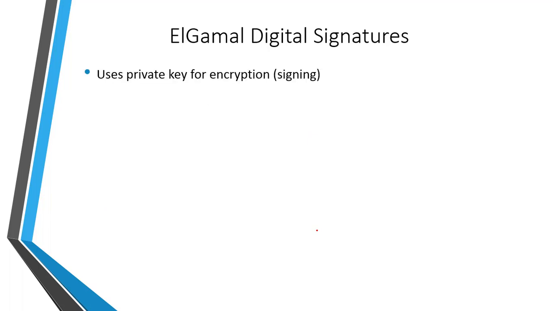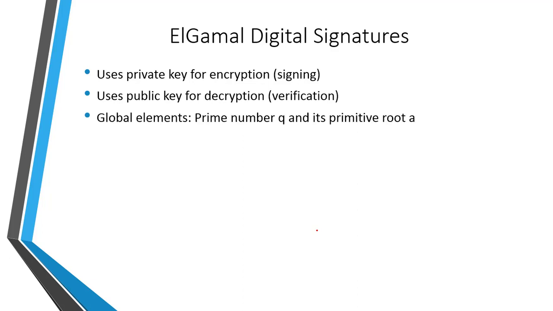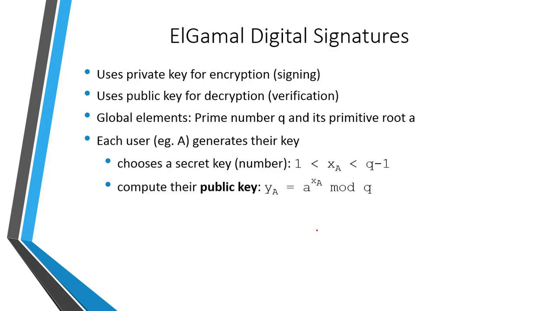So in ElGamal digital signature, it uses the private key for the encryption and it uses the public key for the decryption. So here the global public elements are the prime number Q and its primitive root A. Each user generates their key. So first of all, user A chooses a secret number which is between 1 and Q minus 1, and from that secret number and the global element, it computes its public key, that is YA equal to A raised to XA mod Q.